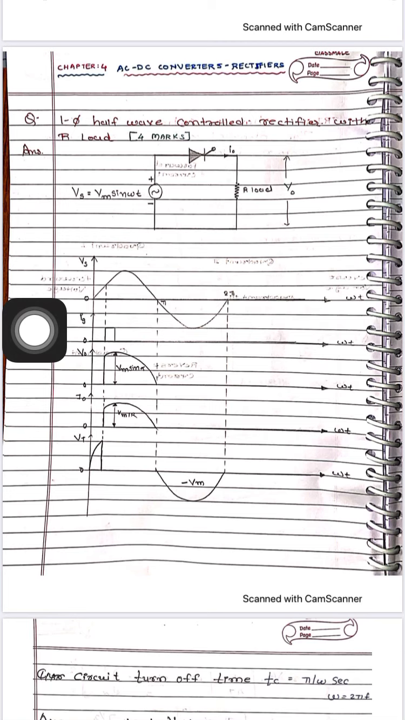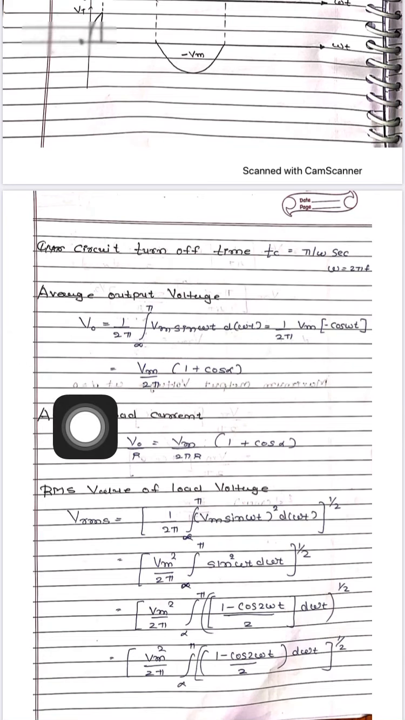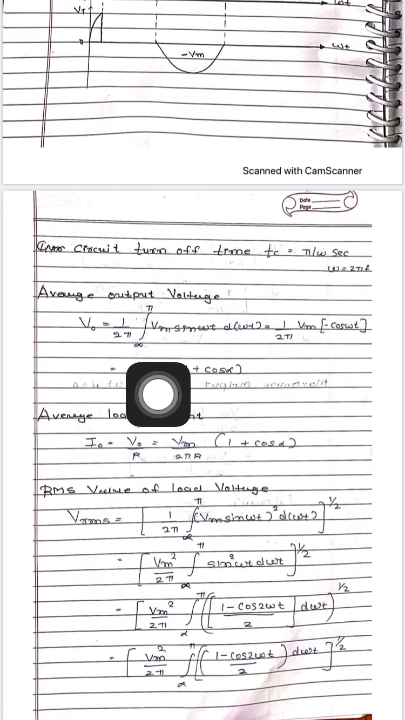So, how do we calculate the average and RMS value of the output voltage? The equations are likewise. When we are talking about the average value of a half wave converter, you have to put 1 by 2 pi, that is basic. Alpha to pi, why the alpha to pi limit? Because my switch is to be turned on after my firing angle, right.